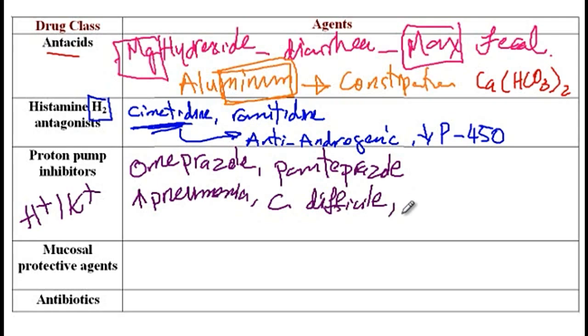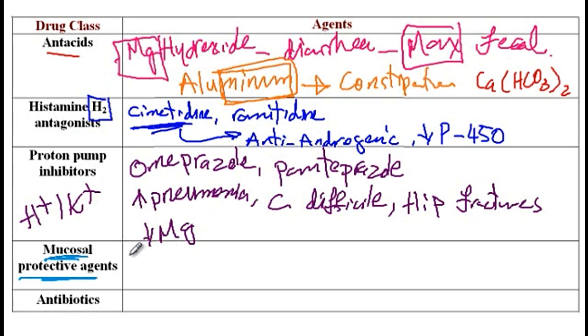Reduced stomach acid also interferes with calcium absorption, so there is increased risk of hip fractures associated with proton pump inhibitors. And then finally, patients can develop hypomagnesemia, and it's from the reduced absorption of magnesium that these patients develop hypomagnesemia. The next class of medications are mucosal protective agents, examples of which include sucralfate and bismuth.